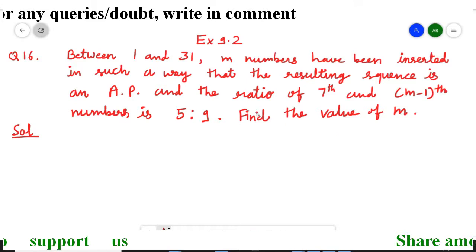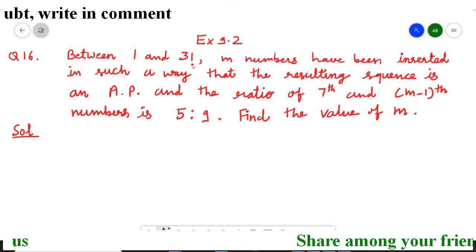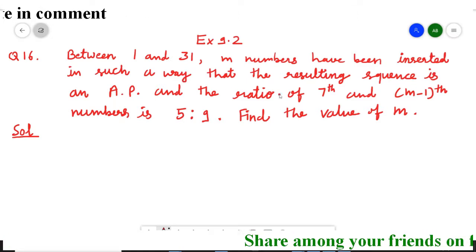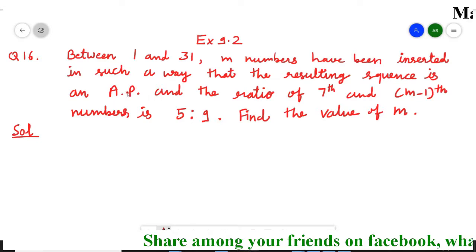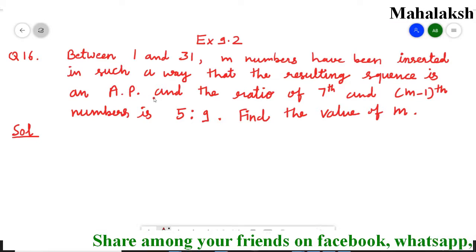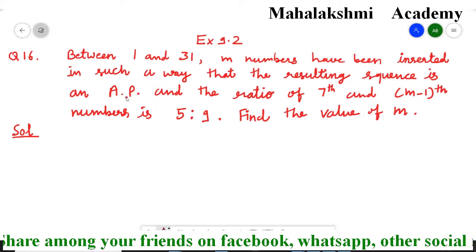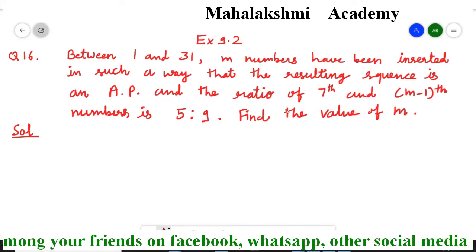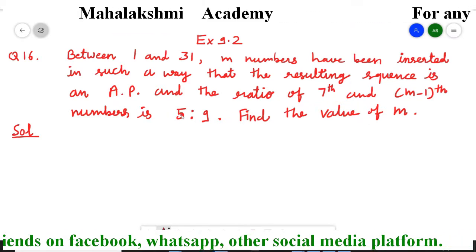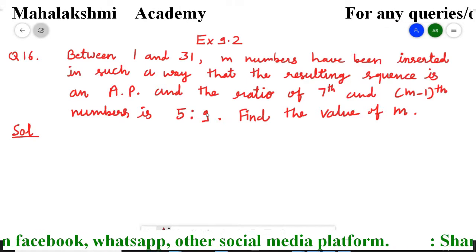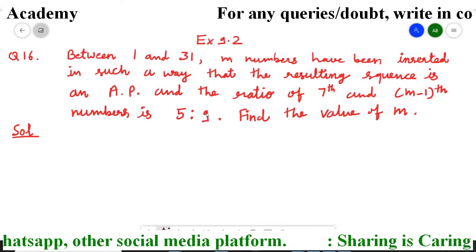So in this question, we have to insert m numbers between 1 and 31 in such a way that the resulting sequence should be AP. So we'll start this question exactly how we had done question number 15. And after creating the AP, then we'll come to the point, that the ratio between the 7th and (m minus 1)th term is 5:9. So first we will insert m numbers between 1 and 31. So we'll write like this.